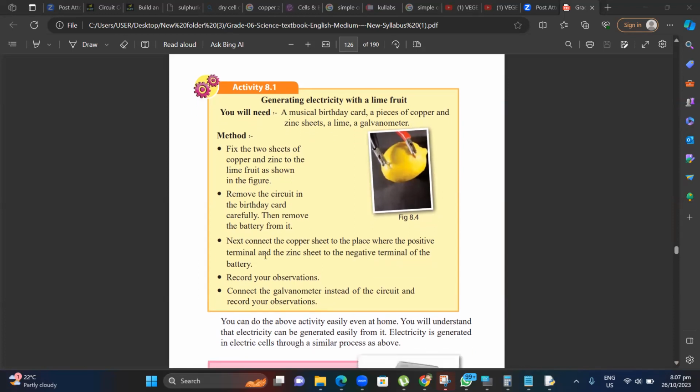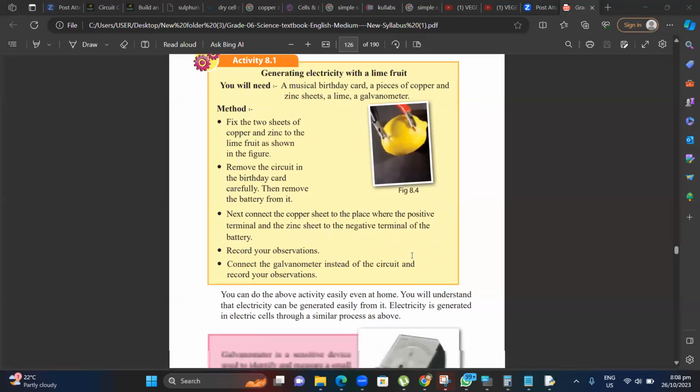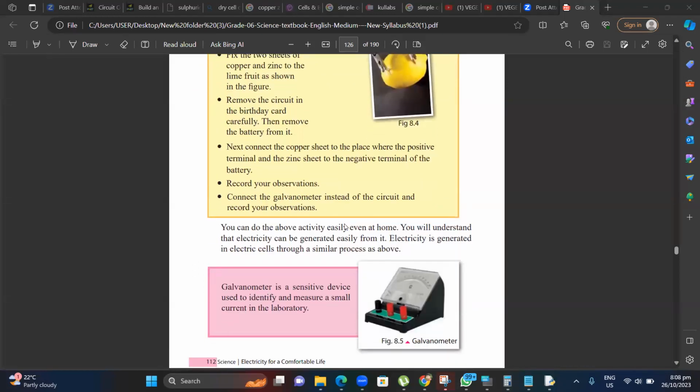Then remove the circuit in the birthday card carefully, then remove the battery from it. Next, connect the copper sheet, the plate, to the positive terminal and the zinc sheet to the negative terminal of the battery. You have to connect the positive and negative where the battery was removed, and you have to record your observations.